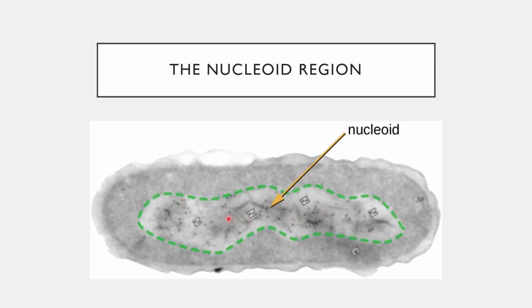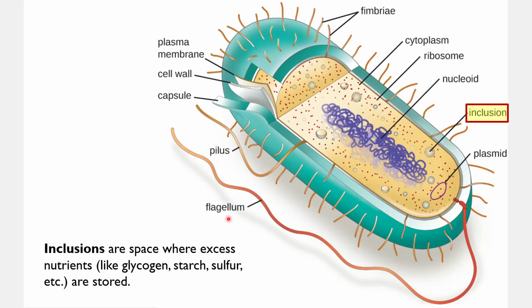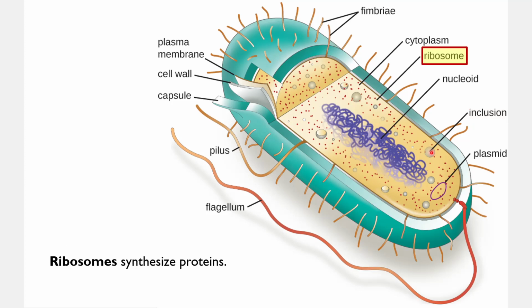Something else we might find in prokaryotic cells are structures called inclusions. Inclusions are spaces where excess nutrients may be stored, and this can include glycogen, starch, sulfur, or other minerals. Another feature that we find inside of prokaryotic cells are ribosomes. The role of ribosomes, you may remember, is to synthesize the proteins for the cell.